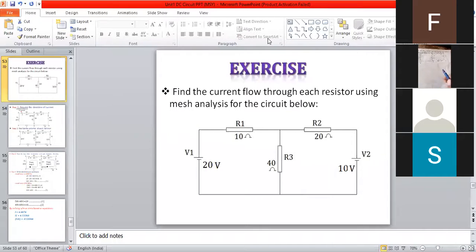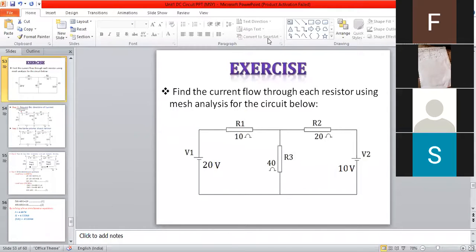Next step, we have to mark the loop flow. I will consider the clockwise direction here, both in the same direction only. This current I will consider as I2, and this one as I1. Okay. So now what is the next step?